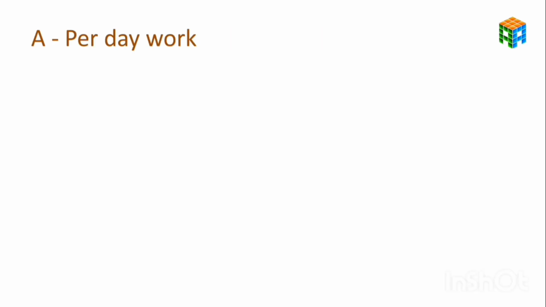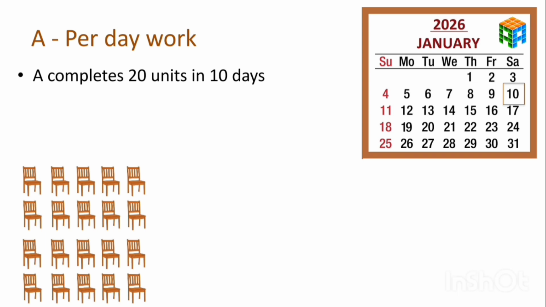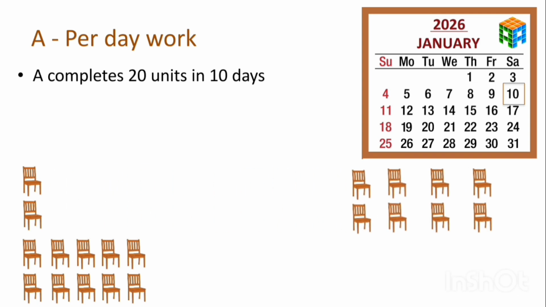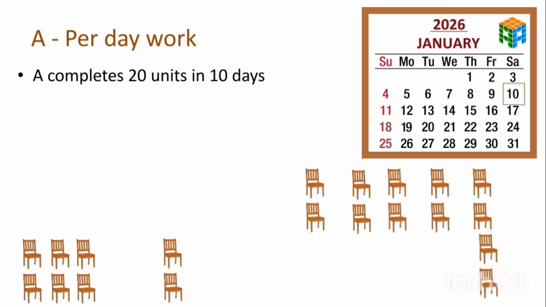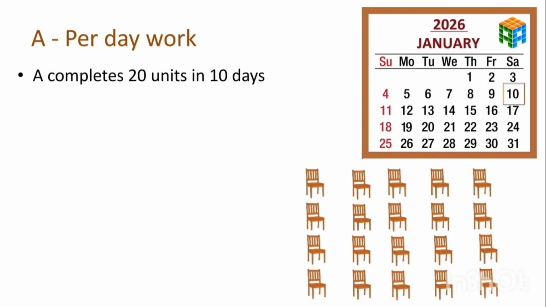Let's discuss the capacity of person A. It's given A can do it in 10 days. Take the 20 chairs. He is completing the task in 10 days. It means he is shifting 2 chairs per day. It means A does 2 units per day.